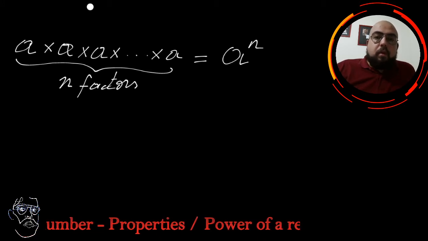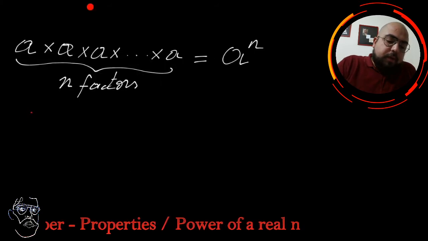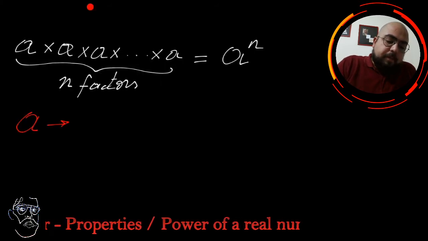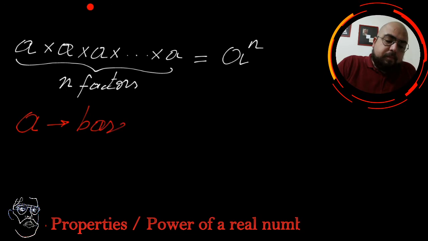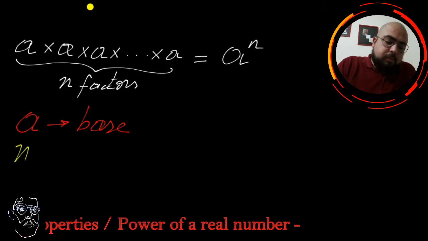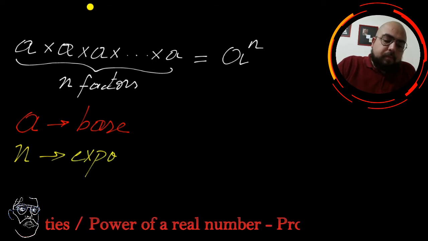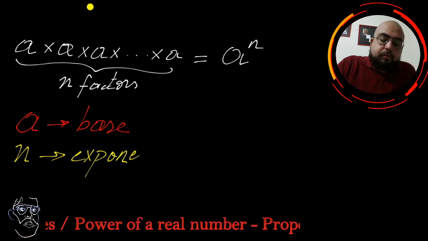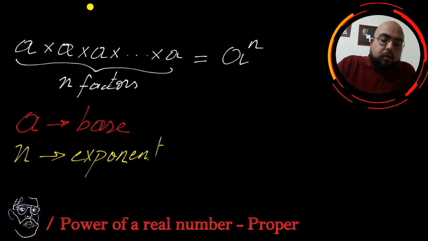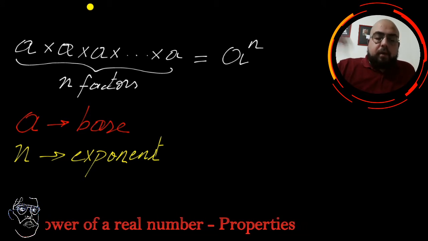Now, what is a? Of course, a represents the base. As for n, it represents the exponent. Okay, so n is the exponent. That's why we say a to the power of n.